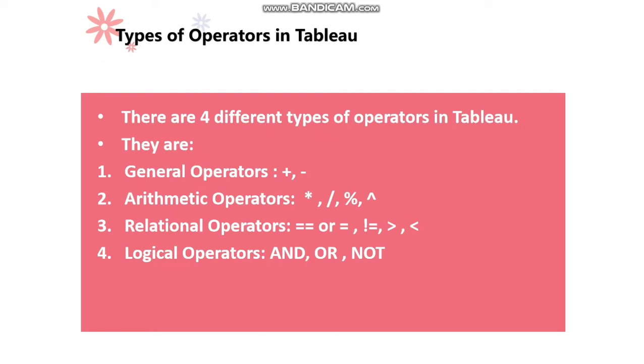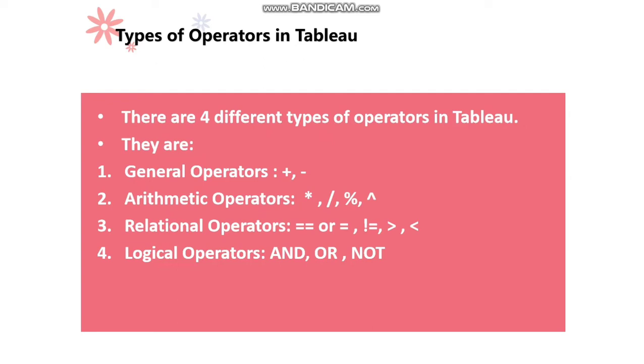Arithmetic operators are multiplication and division, percentile and power, which is the symbol of cap. We can perform arithmetic operations by using the symbols star, slash, percentile and cap.